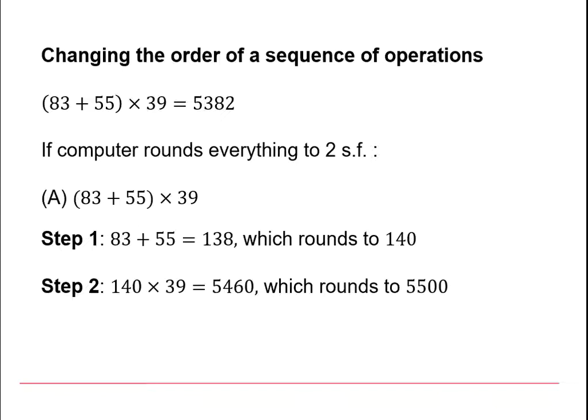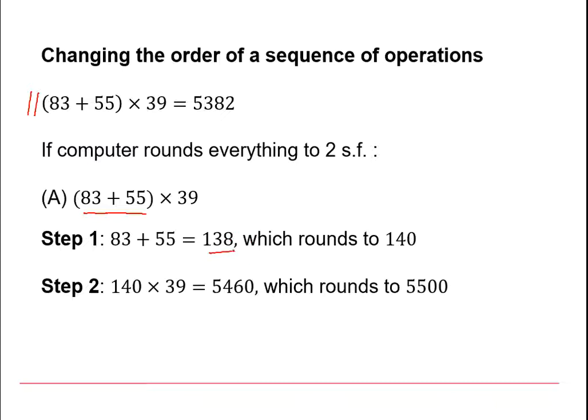So here we've got a calculation which gives an exact value of 5,382, and imagine that we've got a computer where everything's rounded to two significant figures, and we'll consider first of all what happens if the computer does the calculation as indicated by the brackets, so that we're adding 83 and 55 to start with.